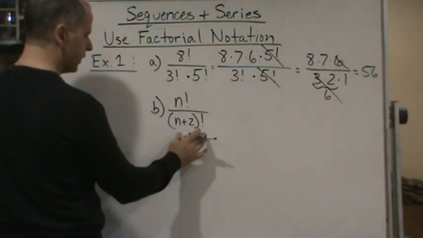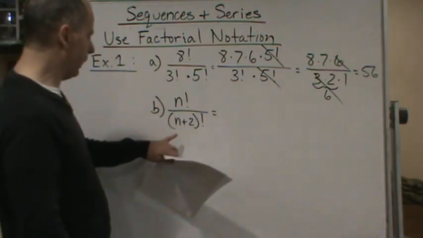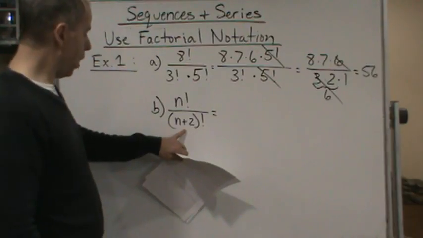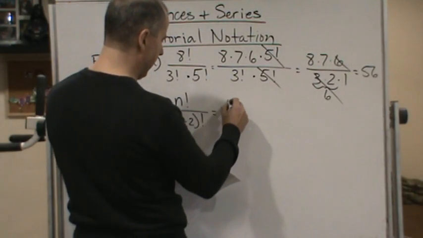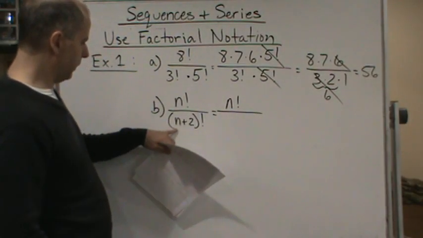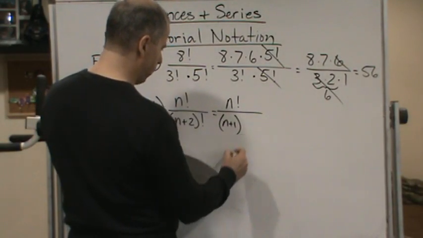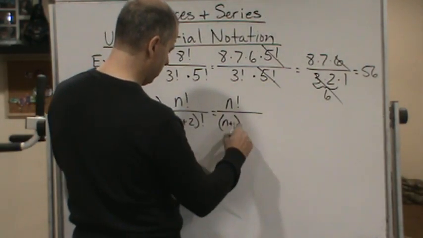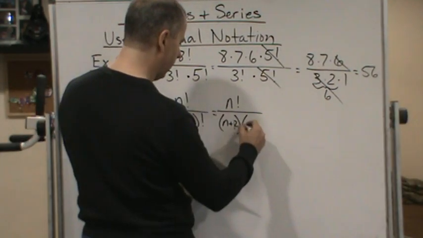Now what if we're given an expression like this where we don't have numbers but we have two expressions? We can still solve this, right, by doing a similar thing, right? So we have n factorial and we can decompose the bottom as what? N plus 2 factorial. What's the next one below that?